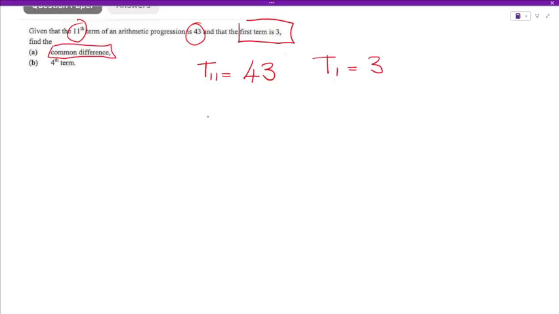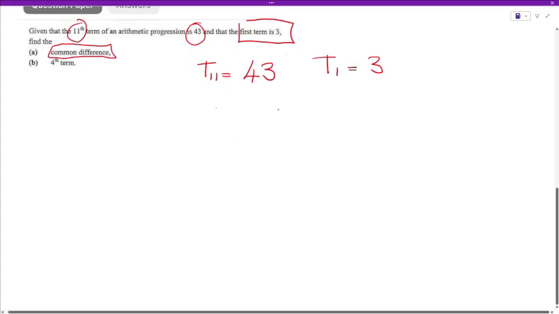You agree with me that you can only find the common difference when you have consecutive terms that are following each other, like T2, T3, because you can now say T3 minus T2 to find the common difference. But here you have T11 and this is T1. It is not possible for you to easily find the common difference. So how can you solve this type of question? I think there are two ways you can do this.